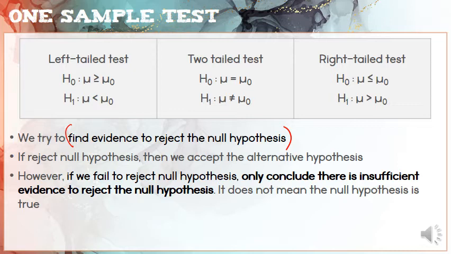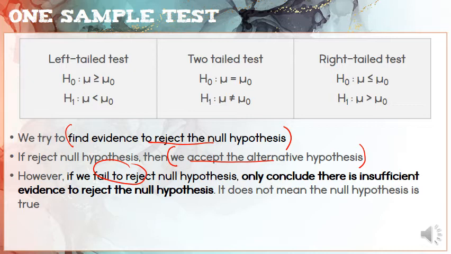Okay, if we reject the null hypothesis, then we accept the alternative hypothesis. Kalau reject null hypothesis, accept alternative hypothesis. But however, if we fail to reject the null hypothesis, kita only conclude that there is insufficient evidence to reject the null hypothesis. It does not mean that the null hypothesis is true. So, fahamkan ayat saya di sini.